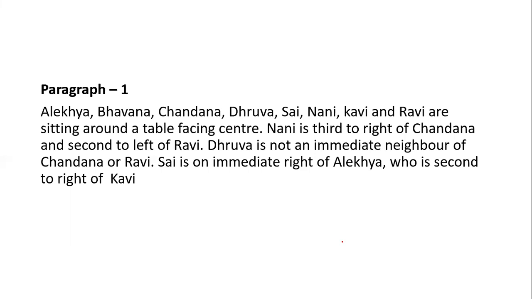Alekhya, Bhavana, Chandana, Dhruva, Sai, Nani, Kavi, and Ravi are sitting around the table facing center. So it's a circular arrangement, non-linear arrangement, and all of them are facing towards center. I can understand these 2 points. And how many persons are there? 8 persons are there. So number of persons, 8. Which type of arrangement? Circle. In which direction they are facing? Center. And these 3 were done already.